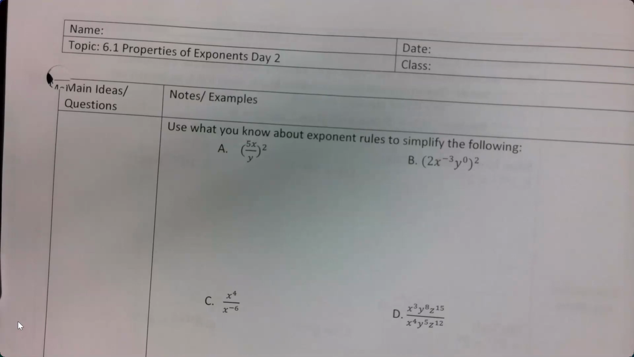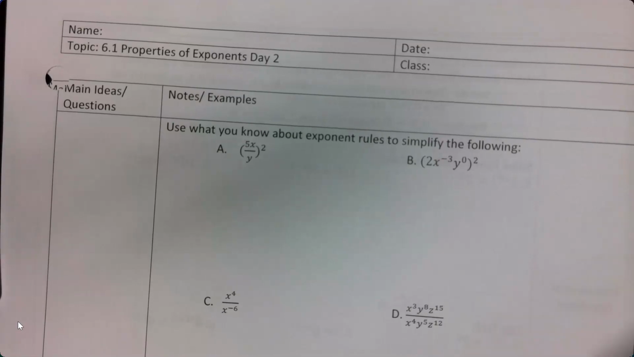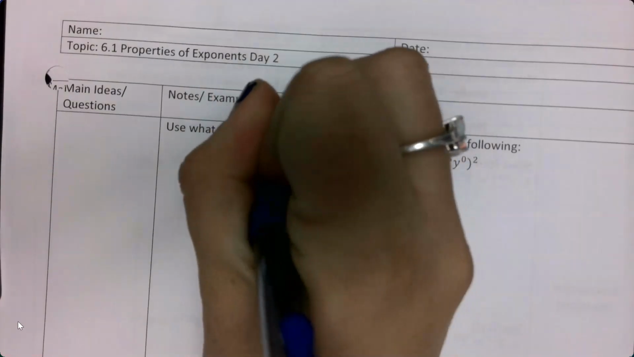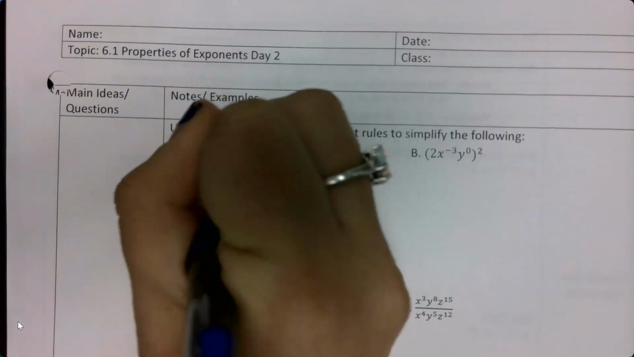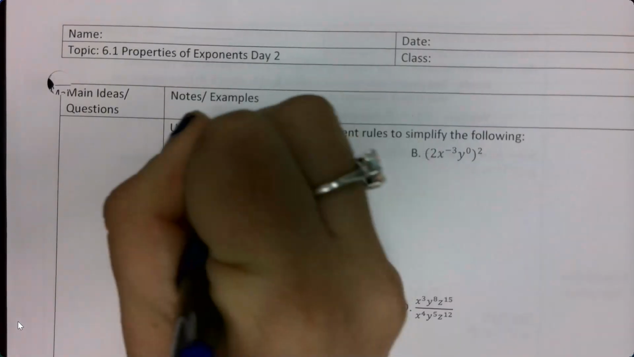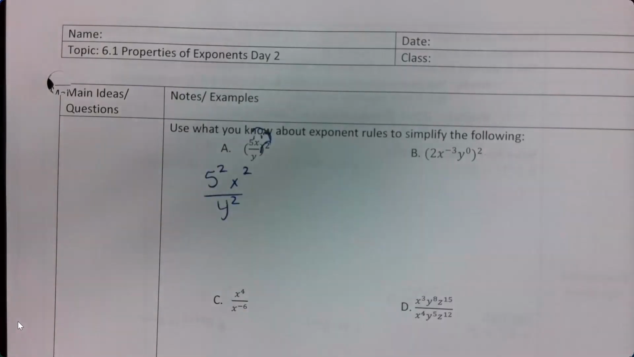So on this one, I want to use what I know about exponent rules to simplify the following. If I take a look at A, all of those things inside the parentheses have an exponent of 1. So I want to distribute my exponent of 2 to all of them. So it's going to become 5 squared x squared over y squared. Do I want to leave it like that? What do I want to change?